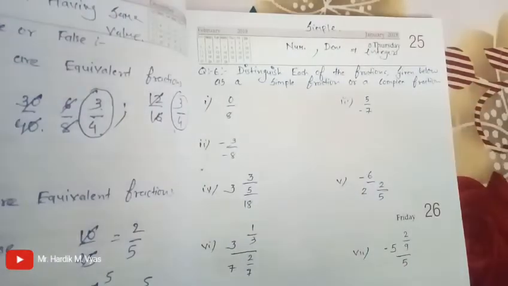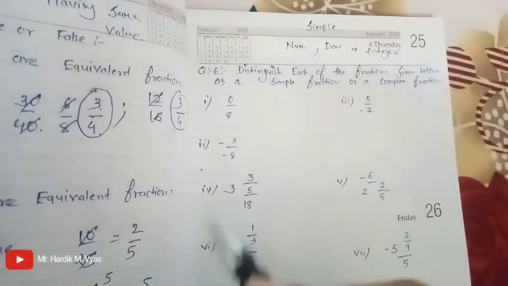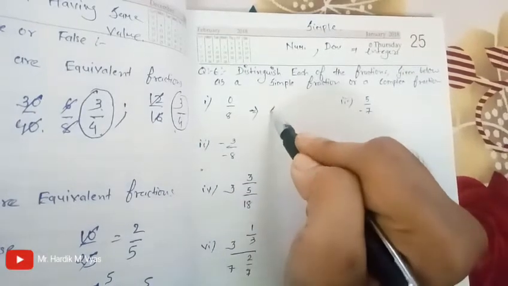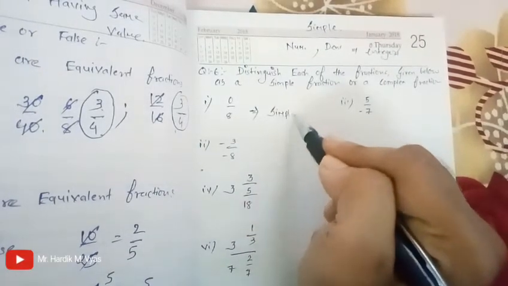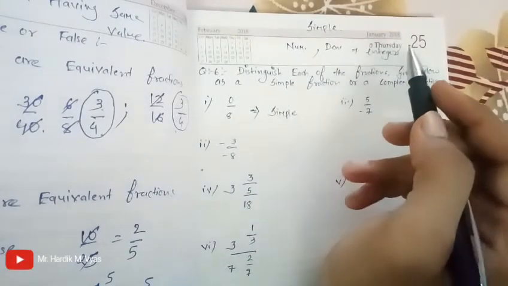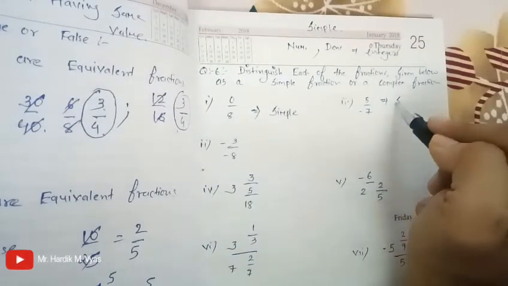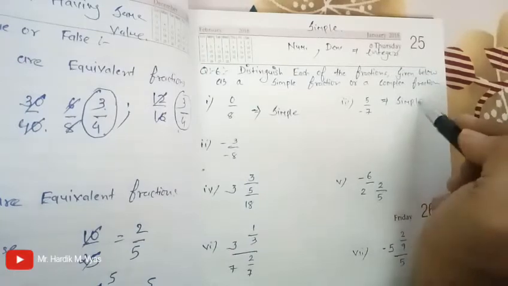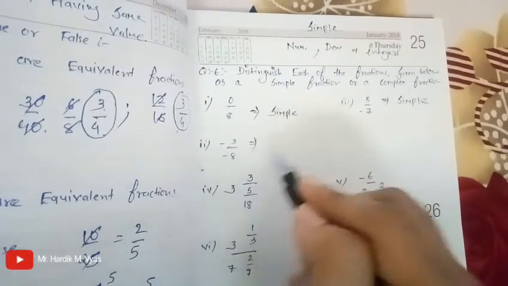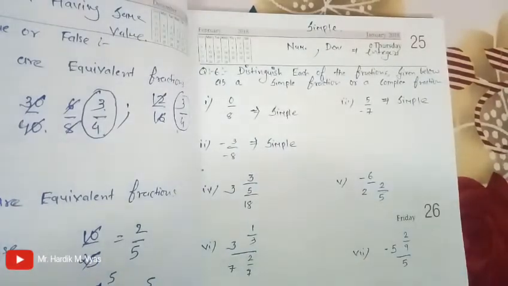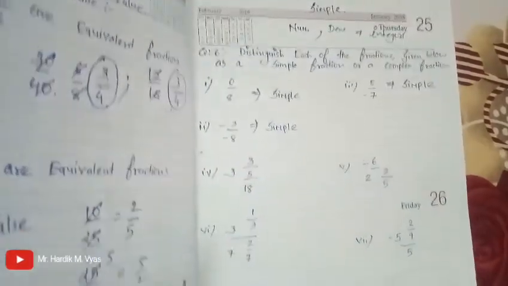So now it becomes very easy. Here you can see 0 upon 8. Both are integers, so this is a simple fraction. Here you can see numerator and denominator both are integers, this is a simple type. 5/-7, yes, this is also simple. -3/-8, this is also simple because -3 and -8 both are integers.